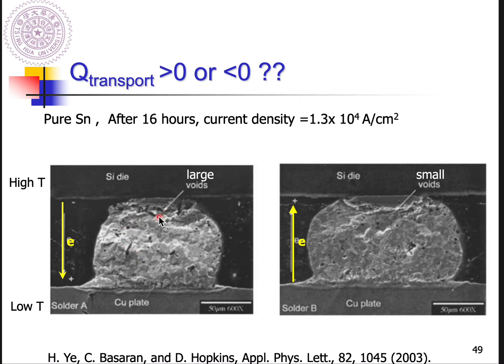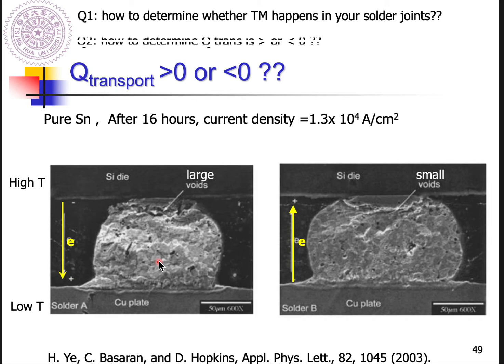So here, in this case, the material is pure tin. After 16 hours, the current density is 1.3 times 10 to the 4 amperes per centimeter squared. How can we determine the size of the heat of transport? So this is question 1 and 2, right? The first one, you need to determine whether TM happens in your solder bond. And second, if TM happens, can you determine whether the heat of transport is positive or negative?